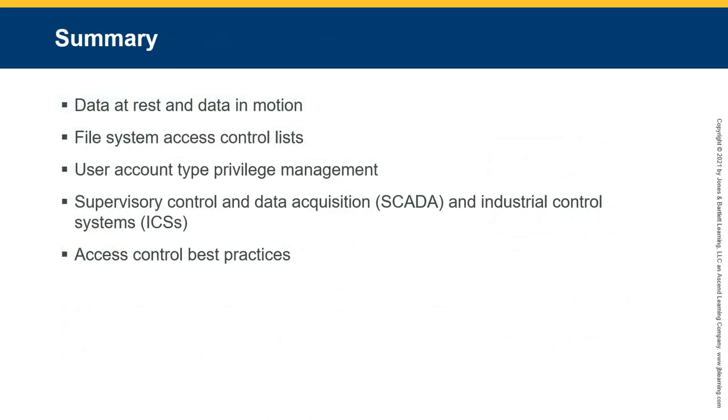Summary: data at rest, data in motion, file system access lists, user account privileges, supervisor controls, access control best practices.